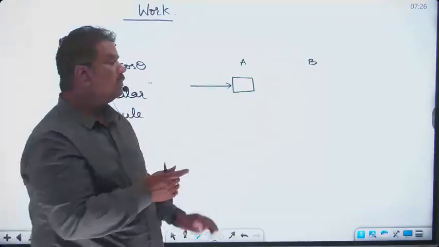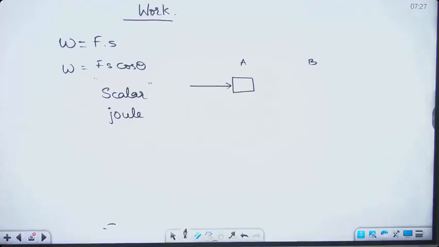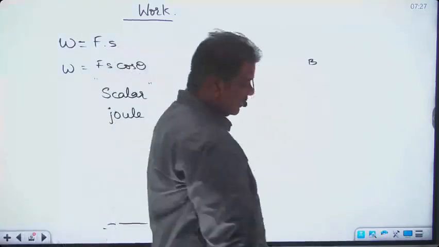So whenever you are applying force on any object, only if there is a change in the position of the object, in that particular case work is said to be done, or else work done is always equal to zero. Work is said to be done.